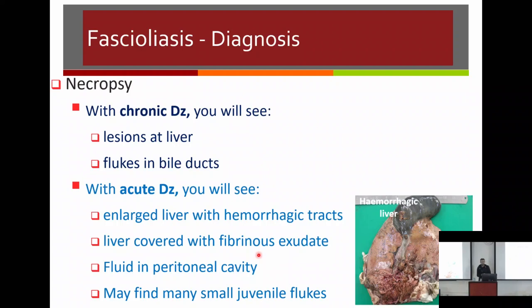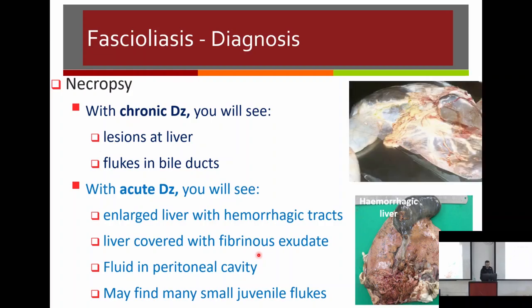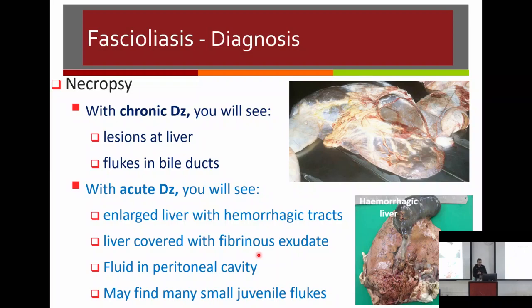Okay, so further, if you look at the necropsy with the chronic disease, you will see the lesions at the liver, something like that, and the flukes are also seen in the bile duct. Once you cut it down, you will see the flukes, and in the acute disease, you will see an enlarged liver with hemorrhages, and the liver covered with exudates or fibrinous exudates, and the small juvenile flukes will be seen in the liver. So this is how you will see it in the necropsy of the animal.